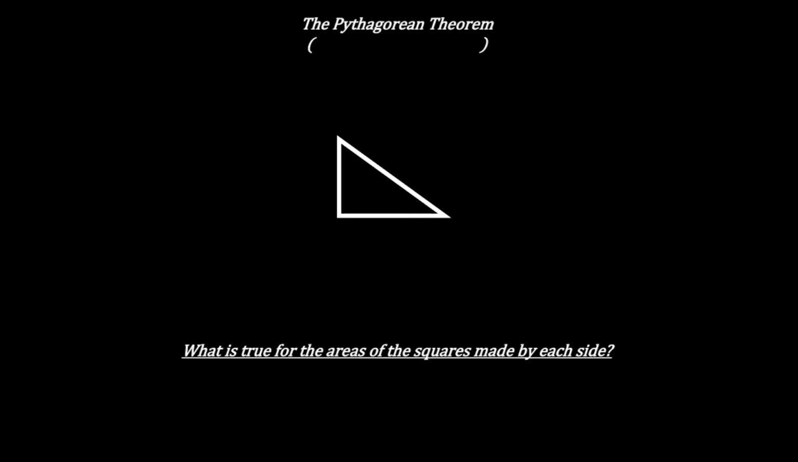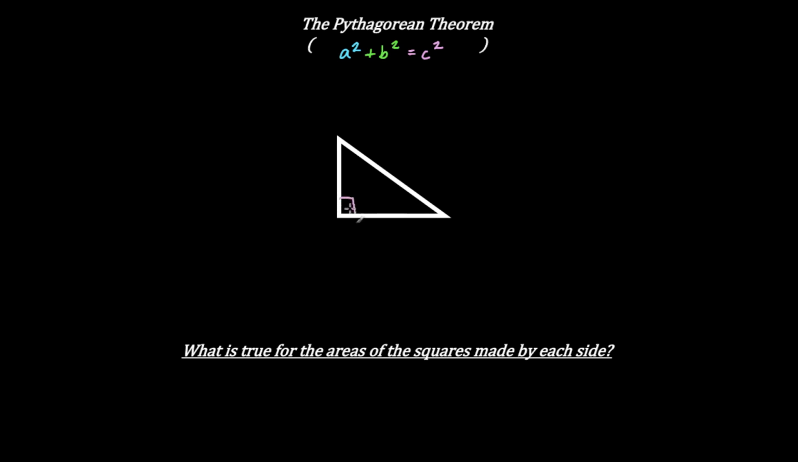All right, the Pythagorean theorem. The Pythagorean theorem is a squared plus b squared equals c squared. But what does that mean? Well, let's work on this.